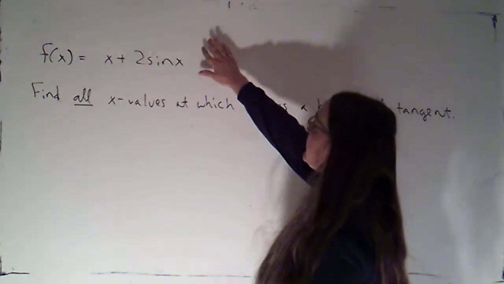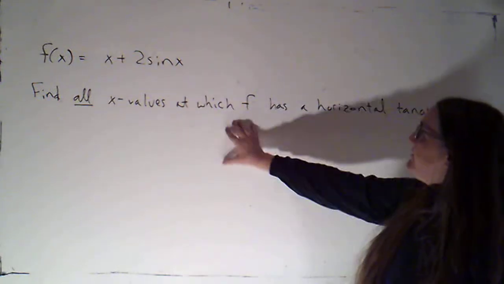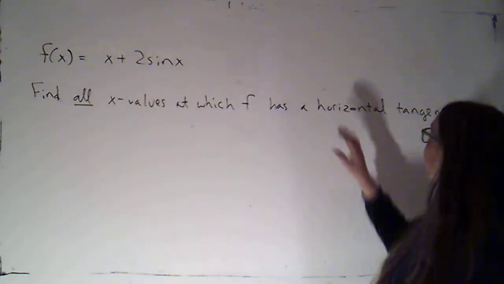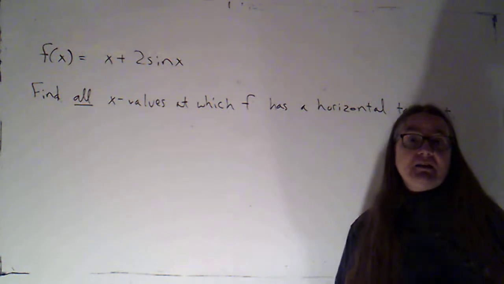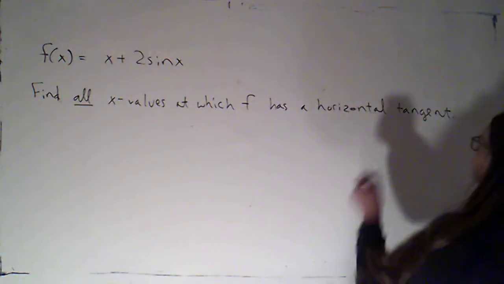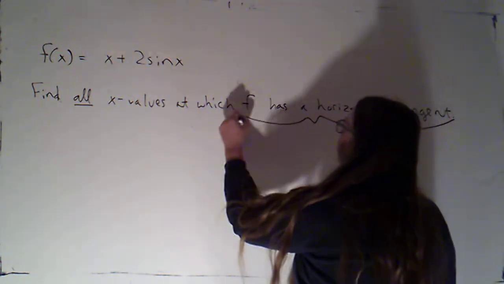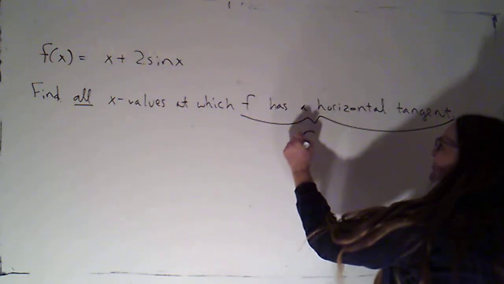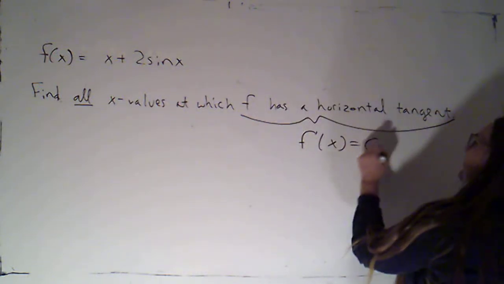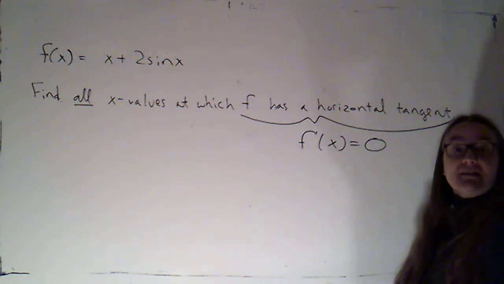Here's a new sort of problem. We've got f of x equals x plus 2 sine x, and we're asked to find all the x values at which f has a horizontal tangent. Well, if we have a horizontal tangent, that means that the slope of the tangent is 0. So we're looking for all the places where the derivative is 0.